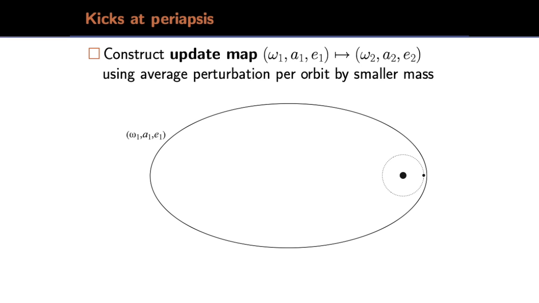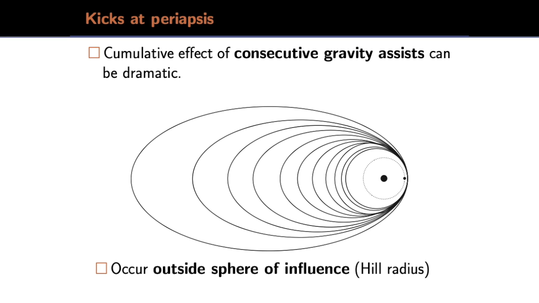So we can construct an update map. And I'm looking just in the exterior here. The same thing could be done in the interior region. We haven't said anything about resonances yet. This is just a map. So we take the average perturbation per orbit, and we can go from one set of orbital elements to another. The cumulative effect of consecutive gravity assists can be really dramatic.